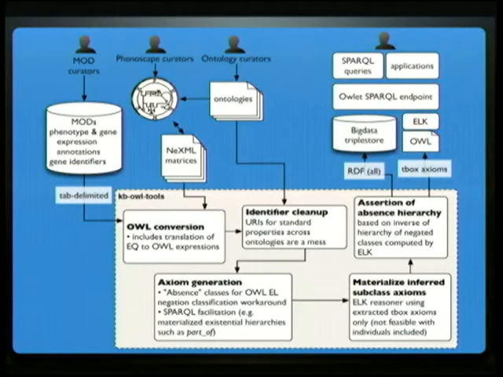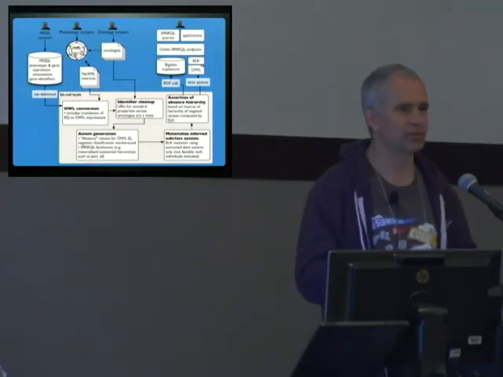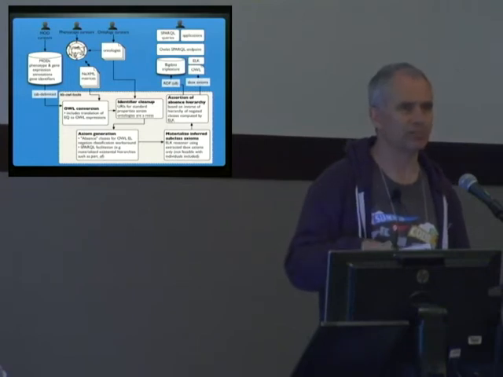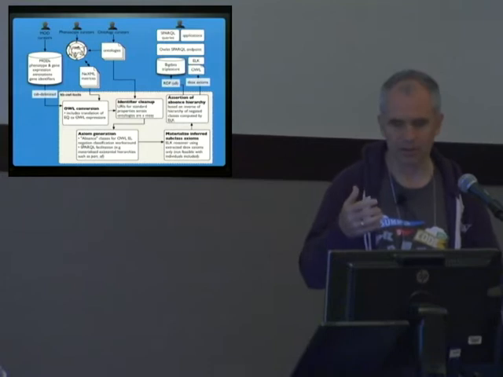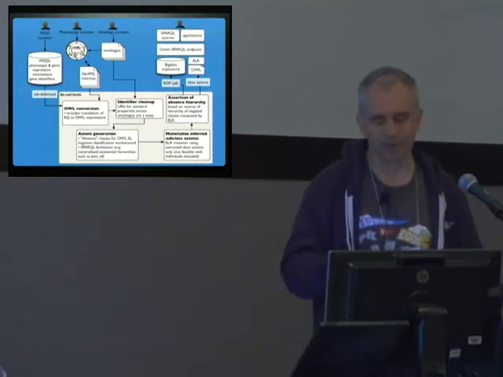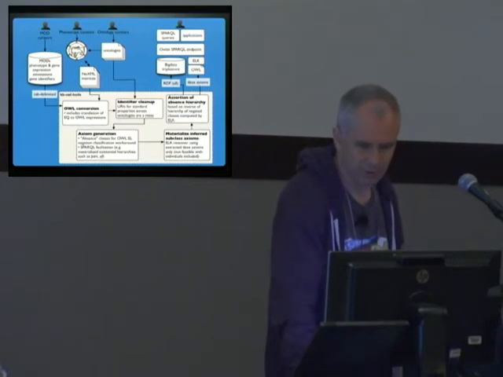Yeah, it's in this gray box. You see we have a whole pipeline here that takes apart the different data sources and, among other things, generates axioms that weren't in the ontology, but that essentially reflect what we know about biology other than what's already asserted in the ontology.